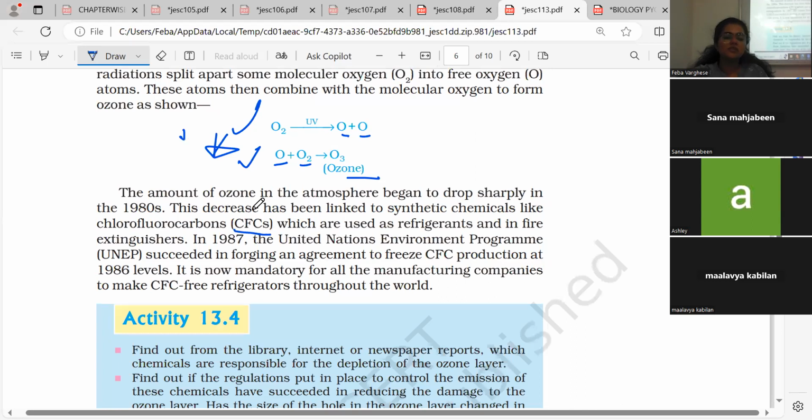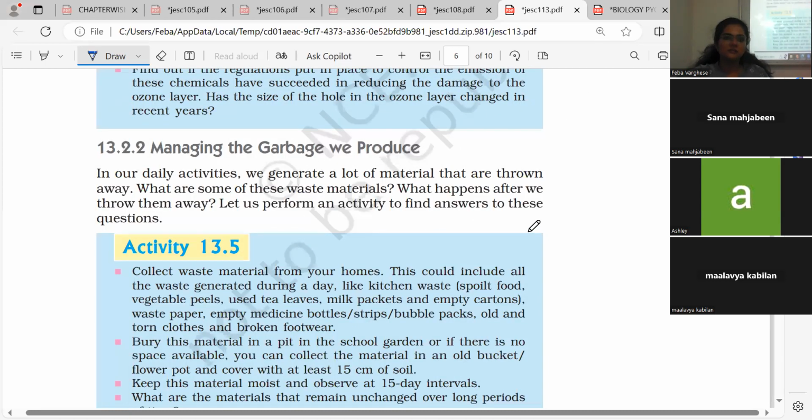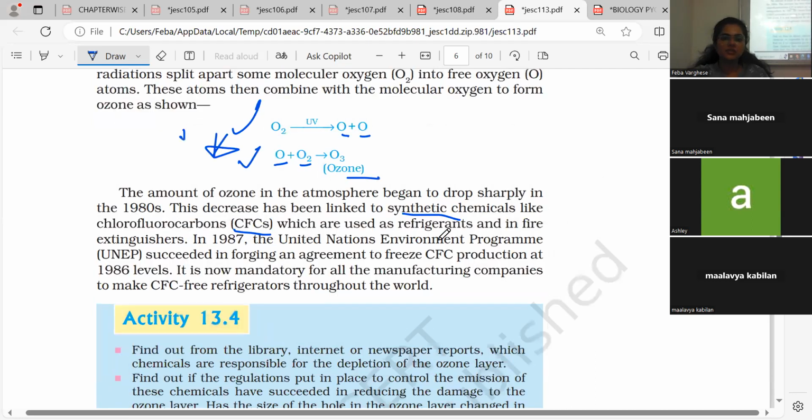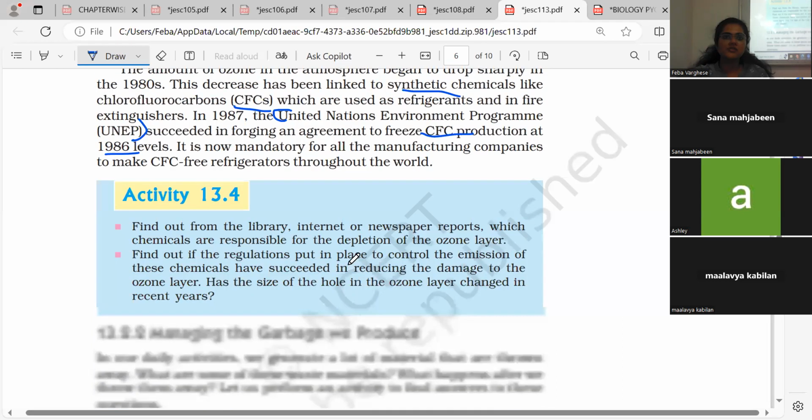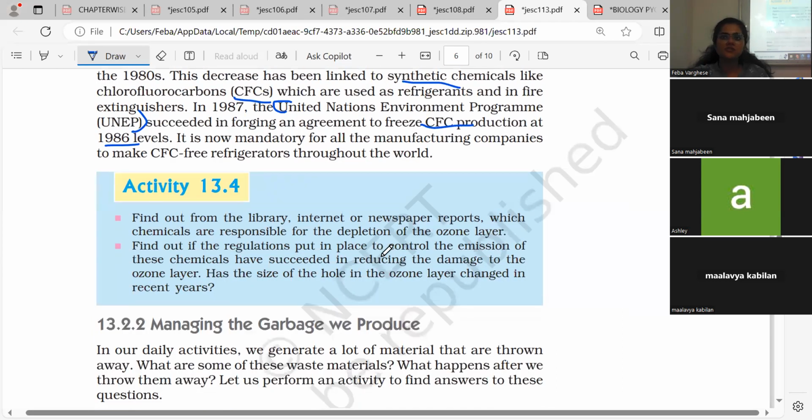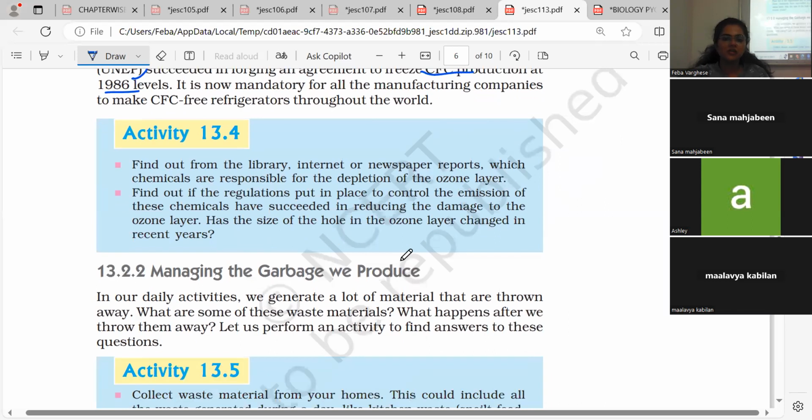Now, why are we concerned so much about CFCs? CFCs are chlorofluorocarbons. They are synthetic chemicals. They can reach the stratosphere and cause the splitting of ozone and cause ozone holes, right? That causes ozone depletion, and because of that, UV rays can enter the surface of the earth. The United Nations Environment Programme made an agreement to freeze CFC production at the 1986 levels. CFCs are released from aerosol sprays and from refrigerants. All of these release CFCs. Now there are alternatives to be used.